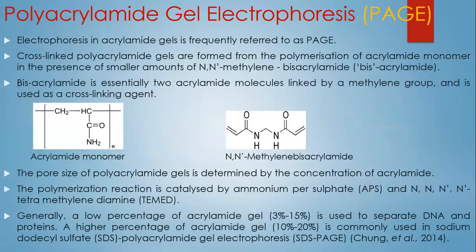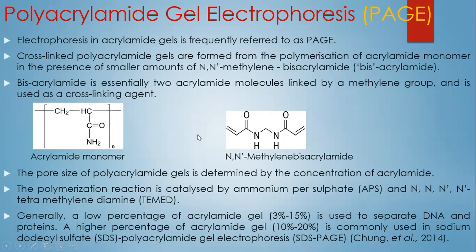Next is polyacrylamide gel electrophoresis. Electrophoresis in acrylamide gel is frequently referred to as PAGE. Cross-linked polyacrylamide gels are formed from the polymerization of acrylamide monomer in the presence of a small amount of N,N'-methylenebisacrylamide, also known as bisacrylamide.